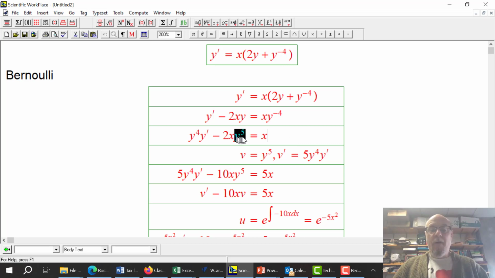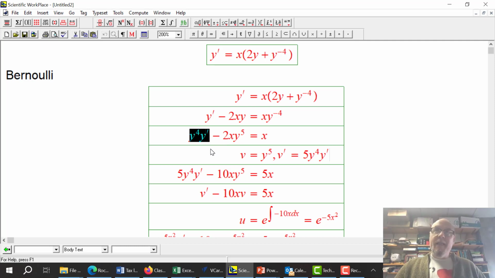Bernoulli's substitution: we let v equal y to the 5. I'm trying to make this first order linear, but in terms of v, not y. You differentiate your substitution, v prime is equal to, the 5 comes down, subtract 1 from the exponent. Chain rule, or implicit differentiation, however you want to think about it, makes it times y prime. So this y to the 4 times y prime I have right here.